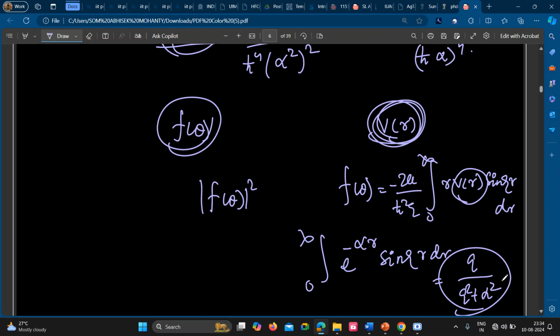Okay, let's move to the next question. This is for a central potential. There is another thing called a general potential also. We'll do that also.